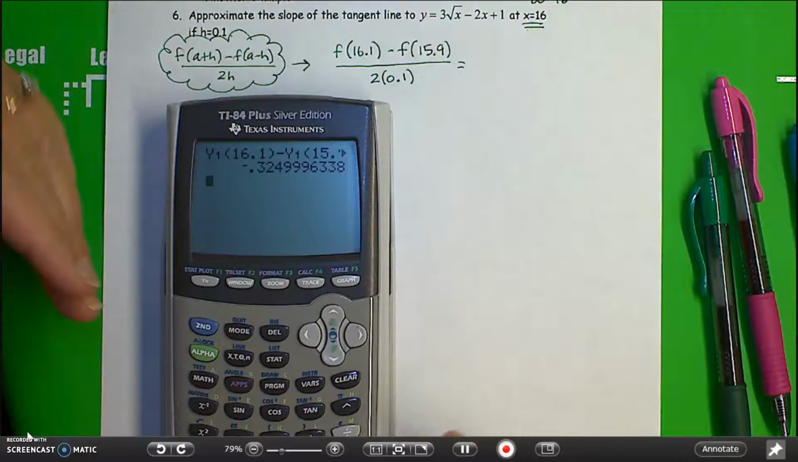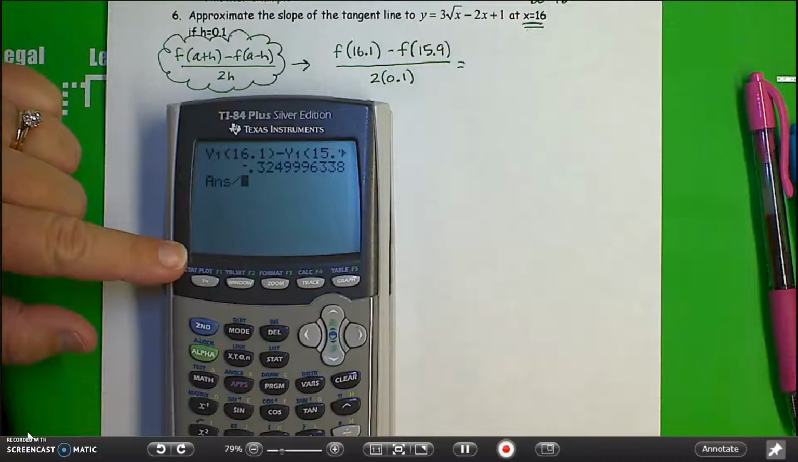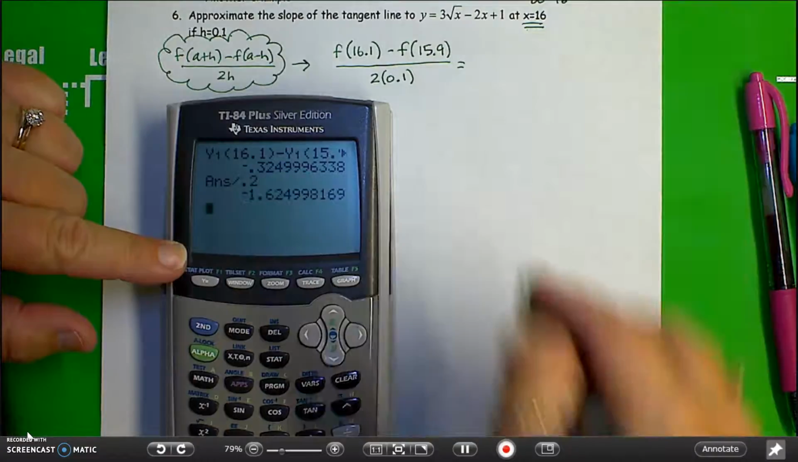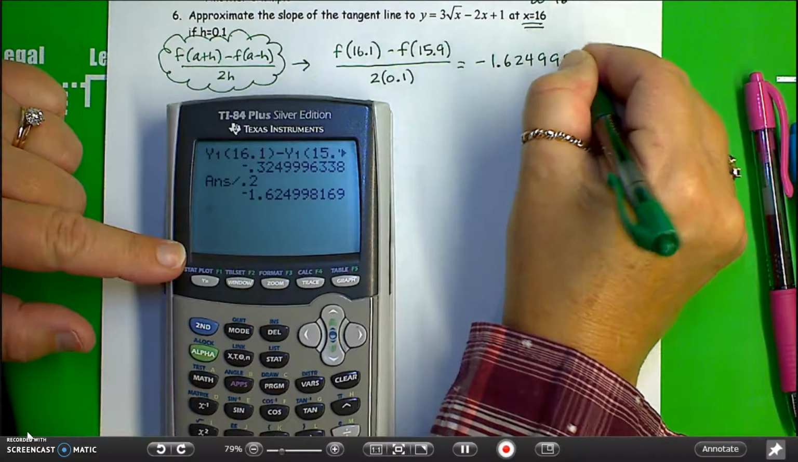And there it is. I don't want to lose any decimal places. I don't want to round in the middle of the problem. So I'm just going to take that and divide by 0.2. And I get negative 1.624998169.